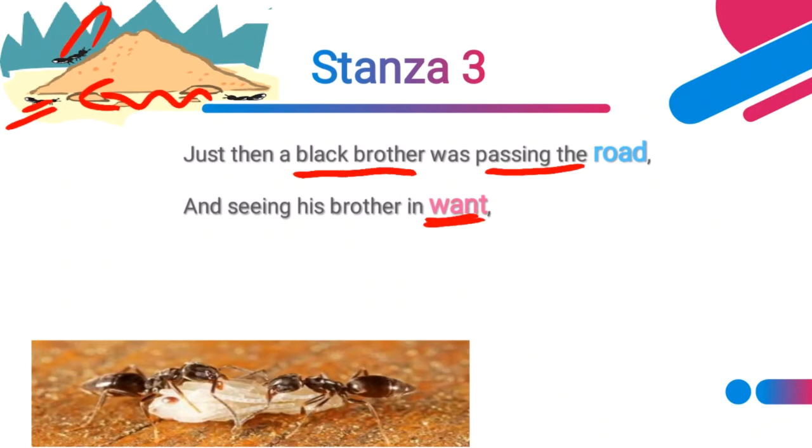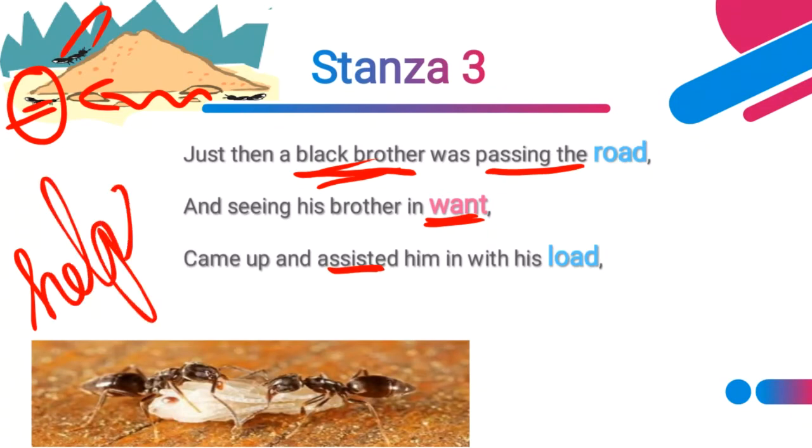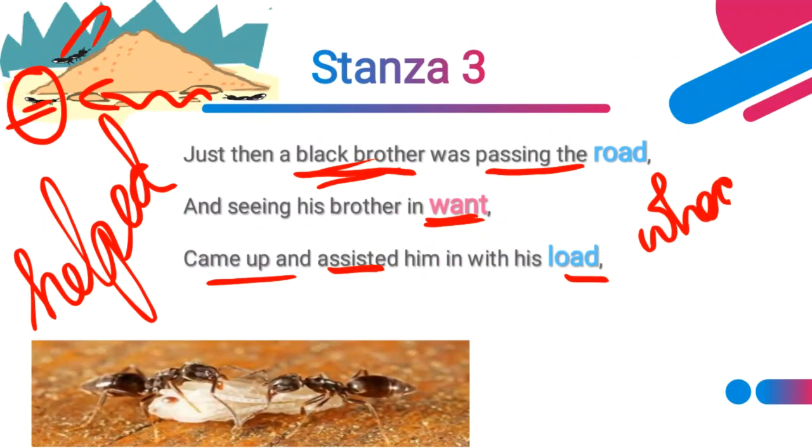Want means need. So this black brother understood that this little black ant was in need. It needed some help. Then came up, assisted. What does it mean, assisted? Helped. Assisted, helped. So assisting, helping. So came up and assisted him with his load. What's the load here? Yes, the wheat, isn't it? The large grain of wheat is the load here. So this black brother ant came here and assisted the brother ant.